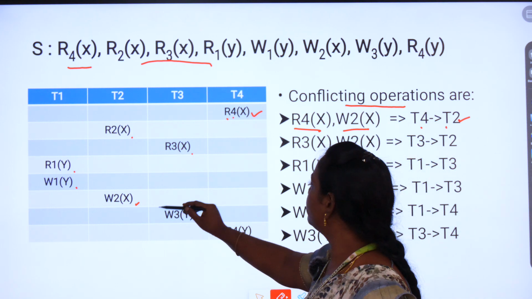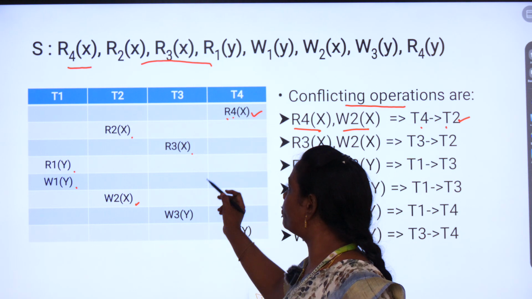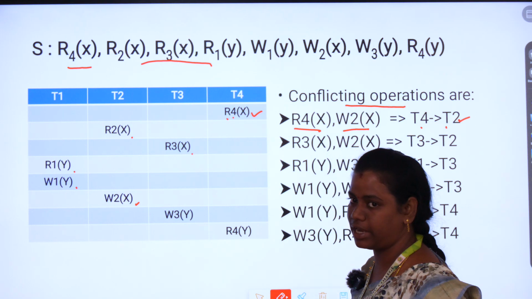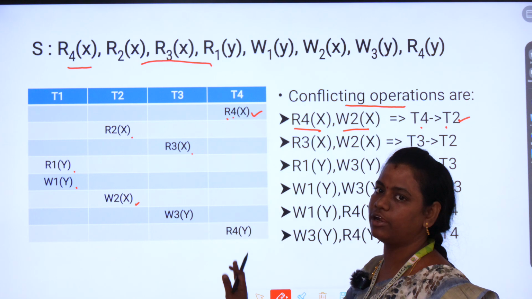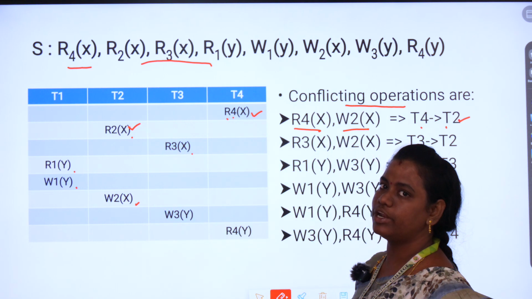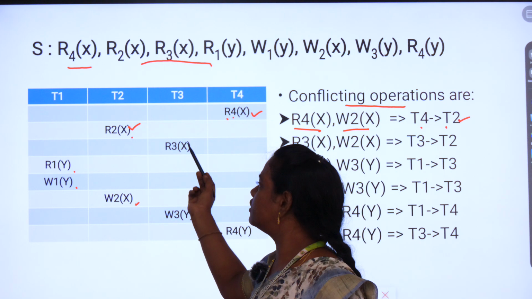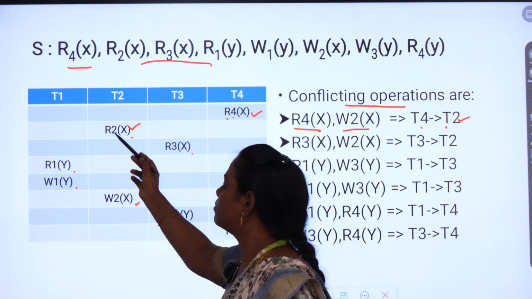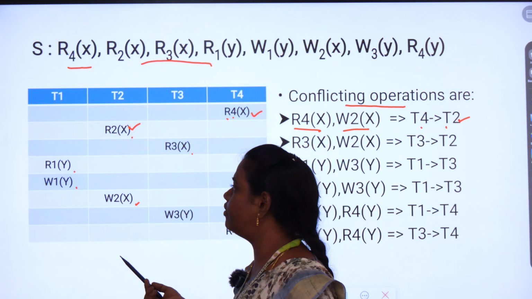So next I am going to check W3 of Y. Here it performs operations on two different data, so definitely there is no conflict. For the first operation I have checked conflicting operations. Next I am going to check R2 of X. Your next instruction is R2 of X. I am going to compare R2 of X with R3 of X. Here both are read operations, so there is no conflict. Next I am going to compare with R1 of Y. Both are read operations, so there is no conflict.